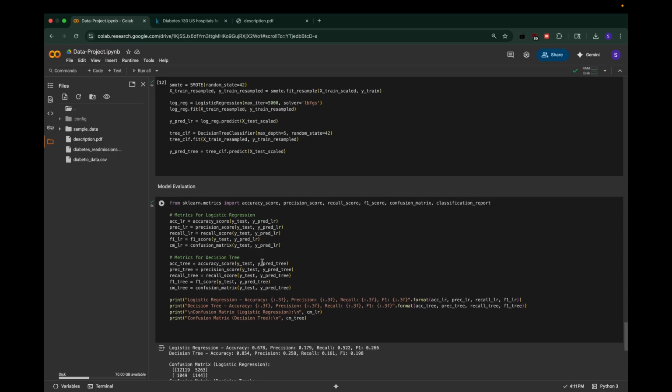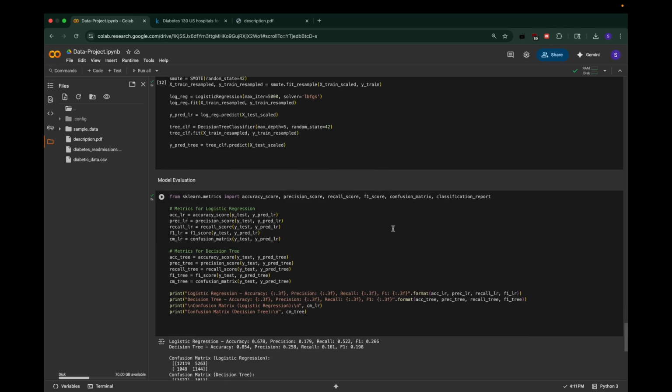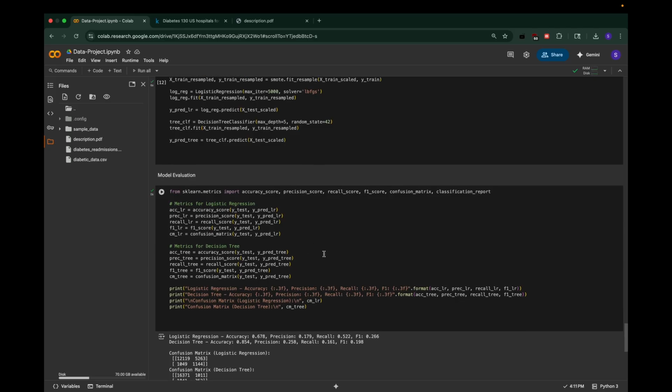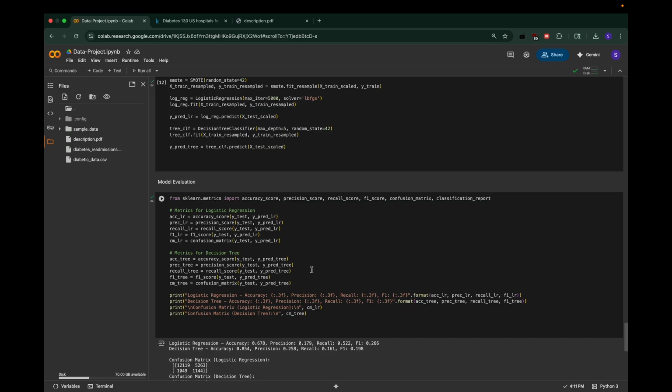Then we move on to model evaluation. I evaluated both of these models using key classification metrics to assess their performance, mostly looking at their accuracy score, precision score, recall score, and F1 score, and using the confusion matrix. The confusion matrix provides a detailed breakdown of the true positives, true negatives, false positives, and false negatives, which allows for a deeper understanding of the types of error each model makes.